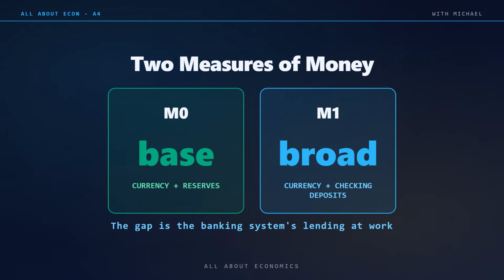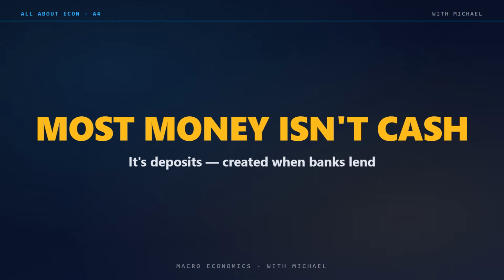In a healthy economy, M1 is a large multiple of M0. The striking truth that follows is this: the overwhelming majority of the money in your economy is not cash at all. It exists only as deposits, as numbers in bank accounts, brought into being the moment a bank makes a loan.